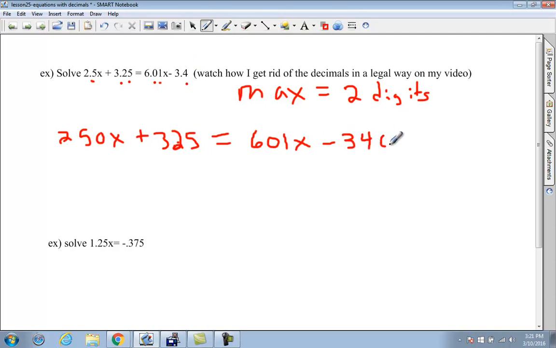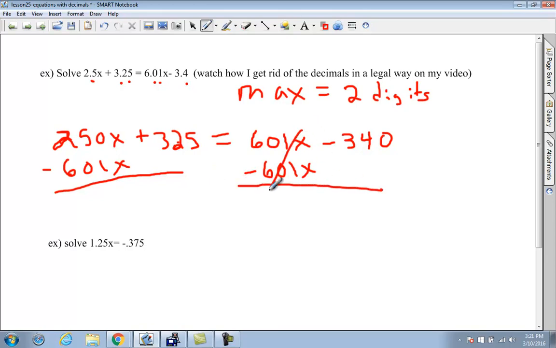And voila, it's pretty much cooked. Now we've gotten rid of the decimals in a legal manner. Let me fix my 2 here. That should have been the number 2. It's kind of an awkward looking 2. Letters on the left. So I'm going to subtract 601 to the other side. And numbers on the right, so I'm going to subtract 325 to the other side, so that balancing of the equation.